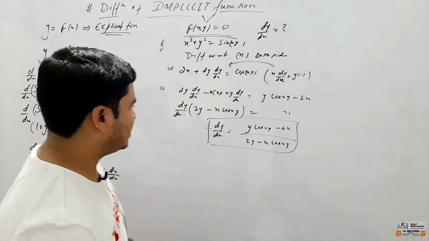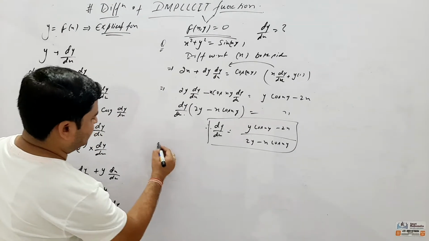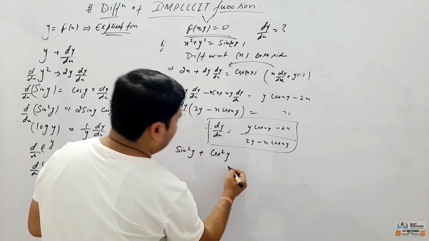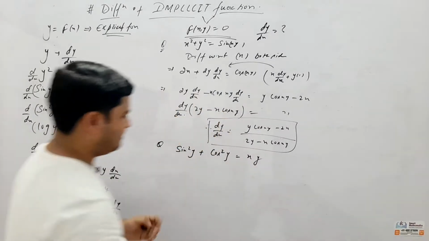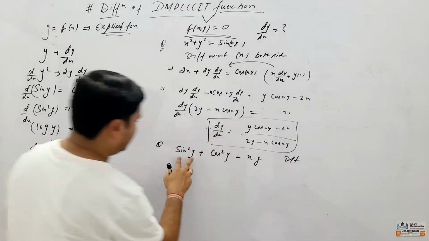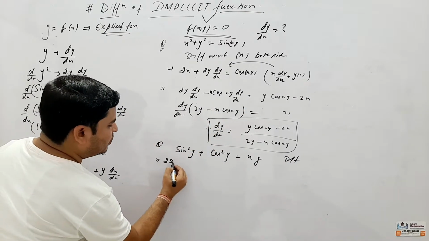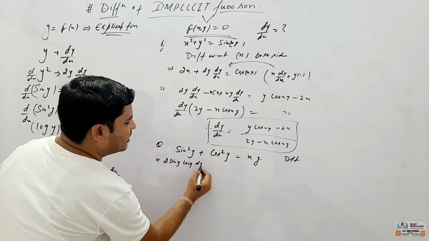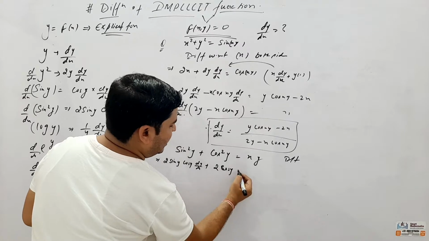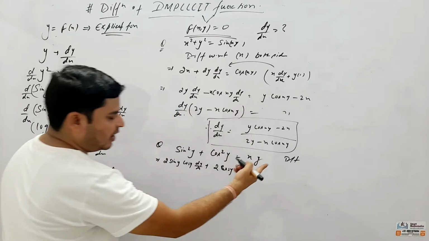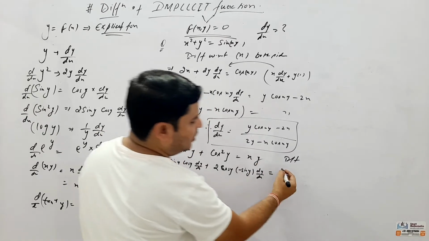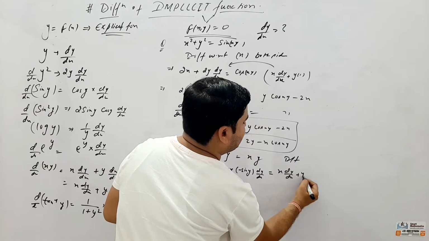Okay, if you want to see some more examples, I can give you, like, sin square y plus cos square y equal to xy. This is the form of implicit. So we will differentiate the function in the very first step. Sin square differentiation gives you 2 sin y cos y dy by dx. Cos square differentiation gives you 2 cos y into minus sin y after making the chain of cos into dy by dx. We will apply the product rule here, that is x dy by dx plus y into 1.